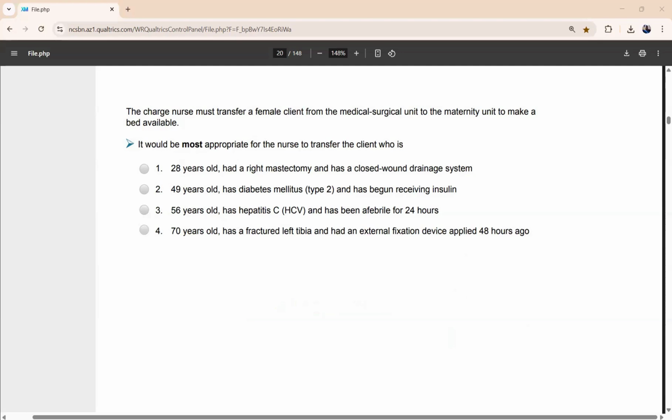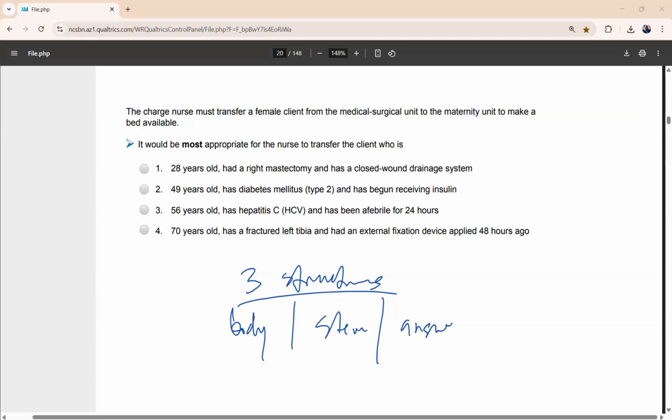Welcome. Let's talk about the 3 question structures of the NCLEX. Every NCLEX question has these 3 structures. We have the body, we have the stem, and then we have the answer keys.